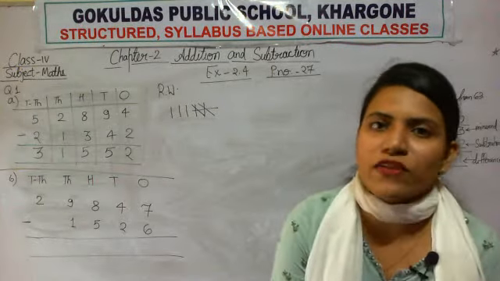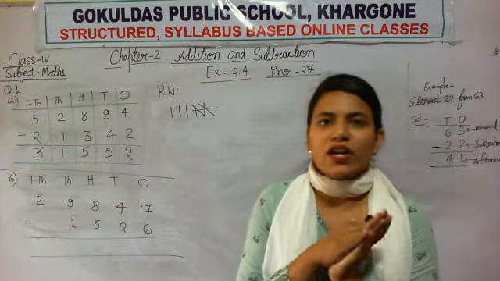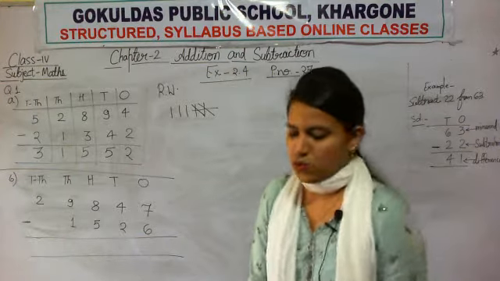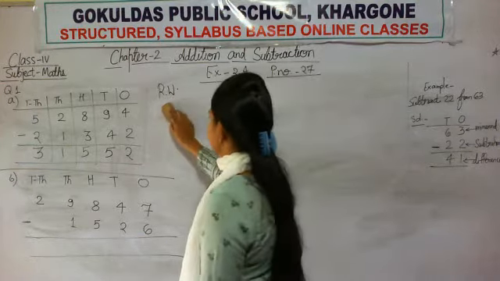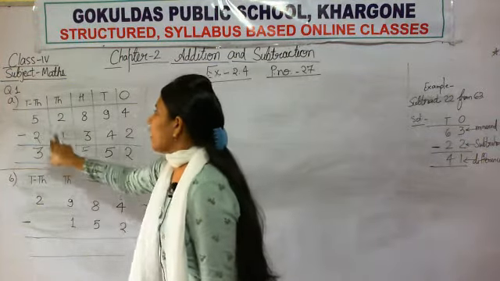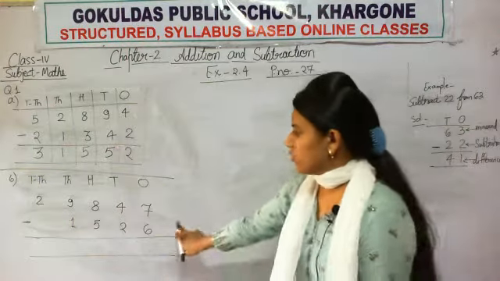10,000s column. This is how we subtract the numbers, in the same manner which you have done in your previous classes, like in third and in second class. Okay. Now, our answer is 31,552. Let's do part B.